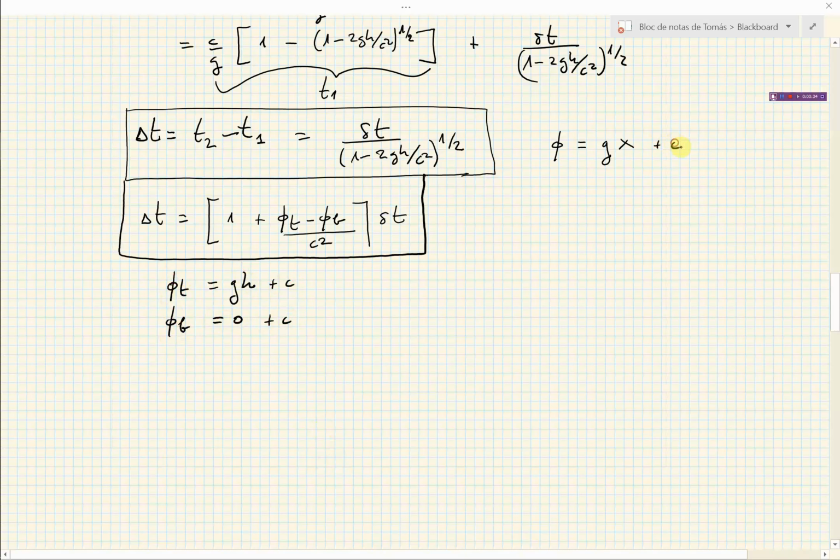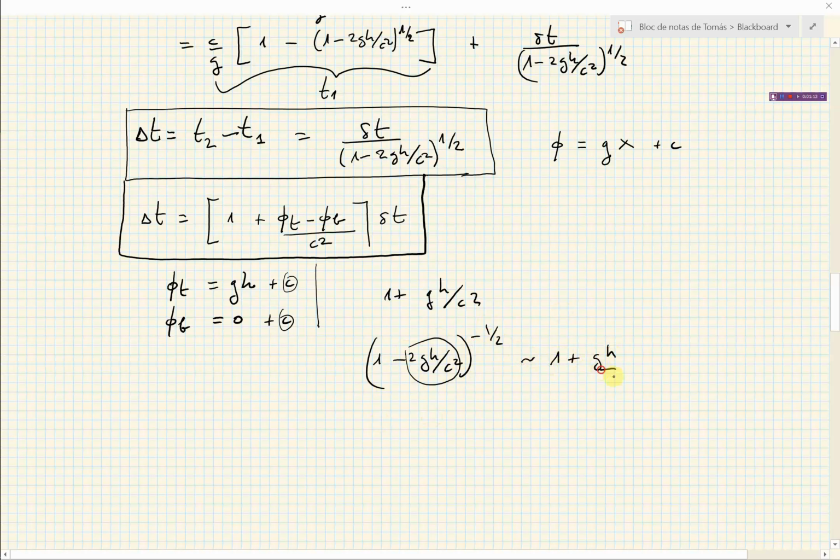Okay, but we have decided this origin of potentials, but it doesn't matter because it is only the difference that matters in this equation. And this is as it should be, because physical effects should not depend on these constants. Now you get 1 plus gh divided by c squared, and if you expand 1 minus 2gh divided by c squared to the power minus 1/2, for small values of gh over c squared, this is 1 plus gh divided by c squared. So this happens if gh is much smaller than c squared.